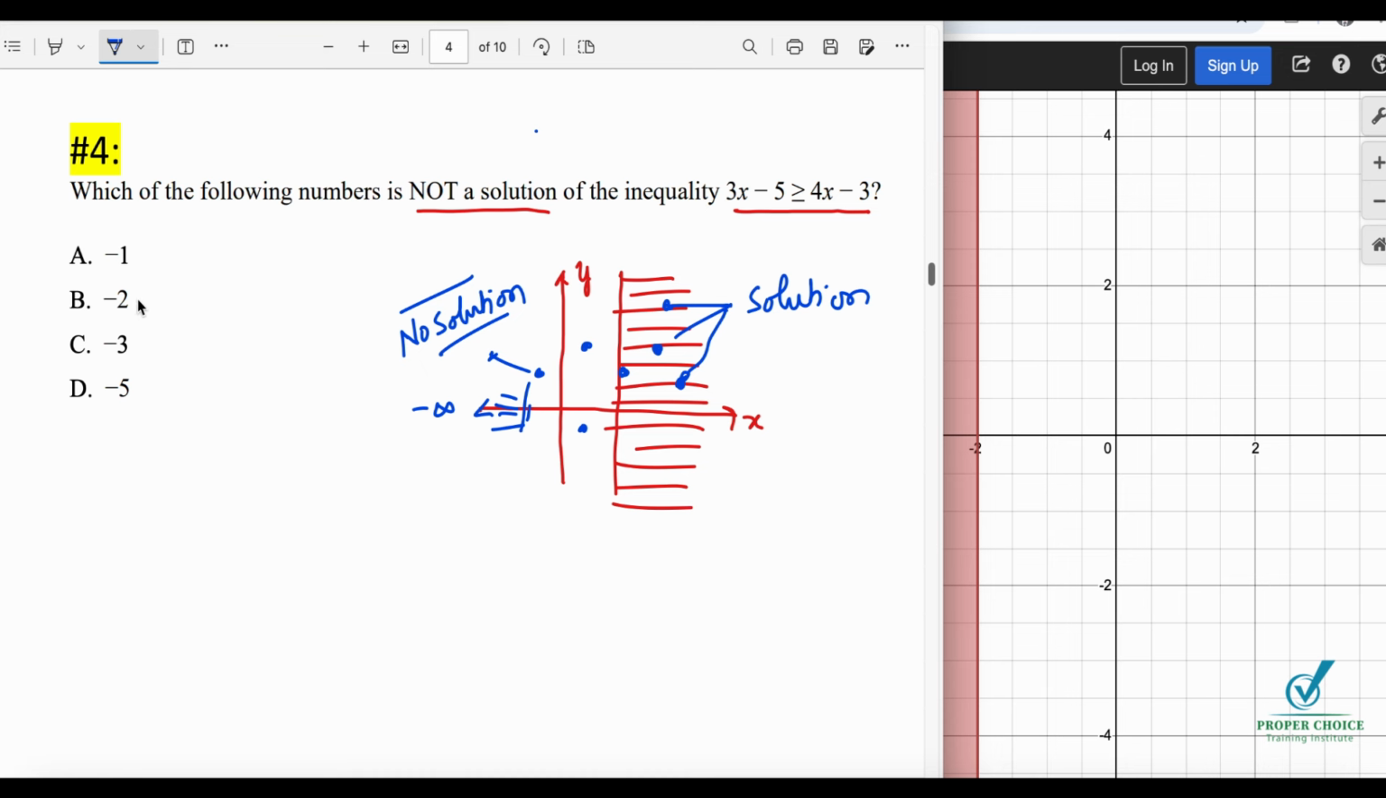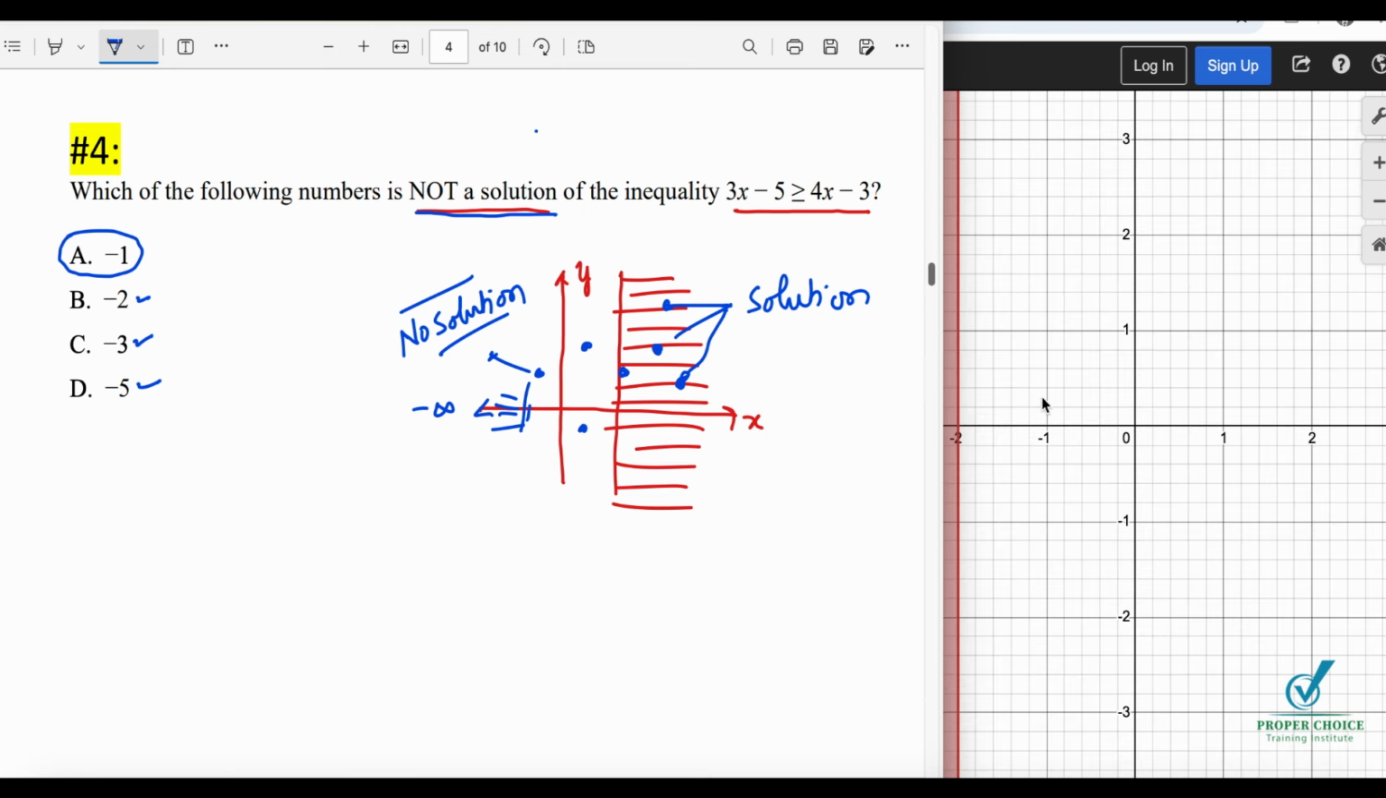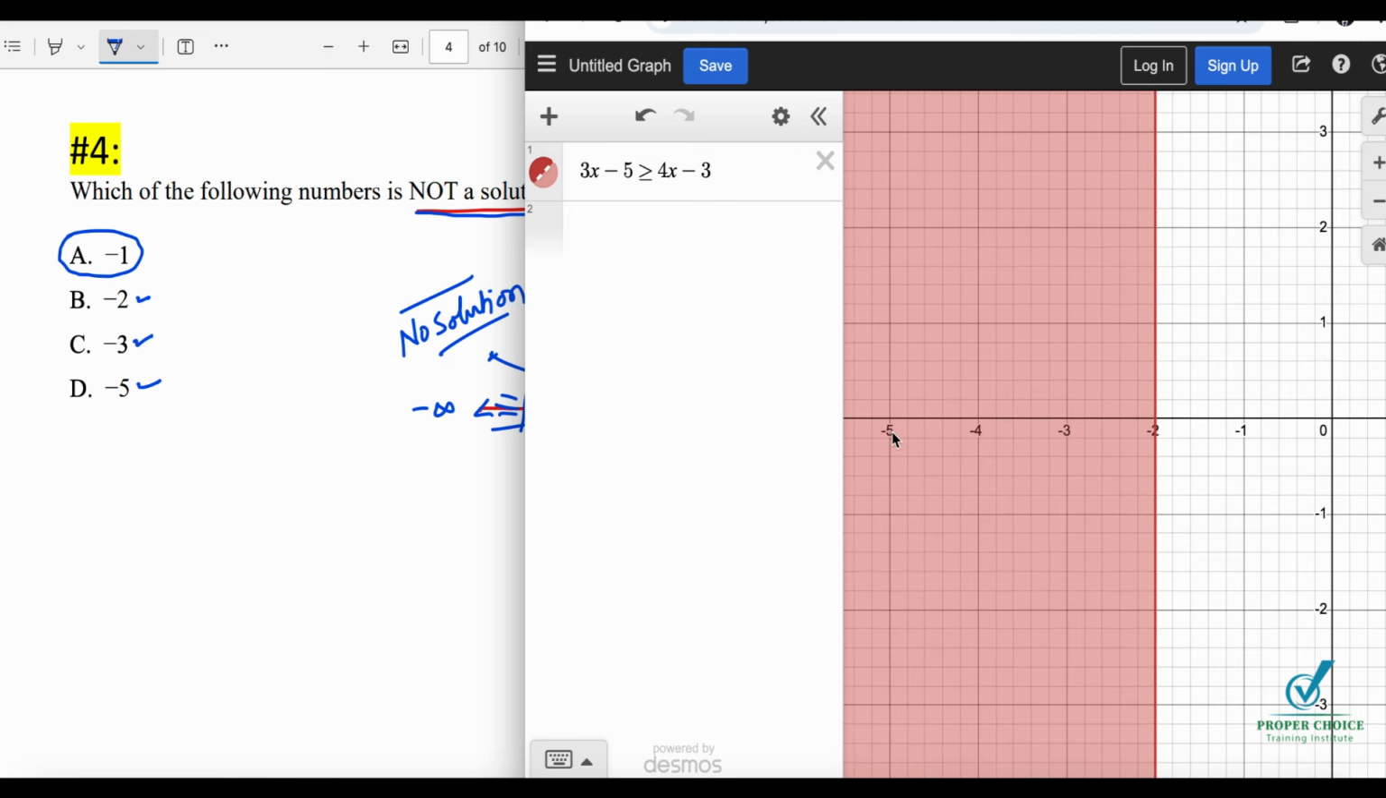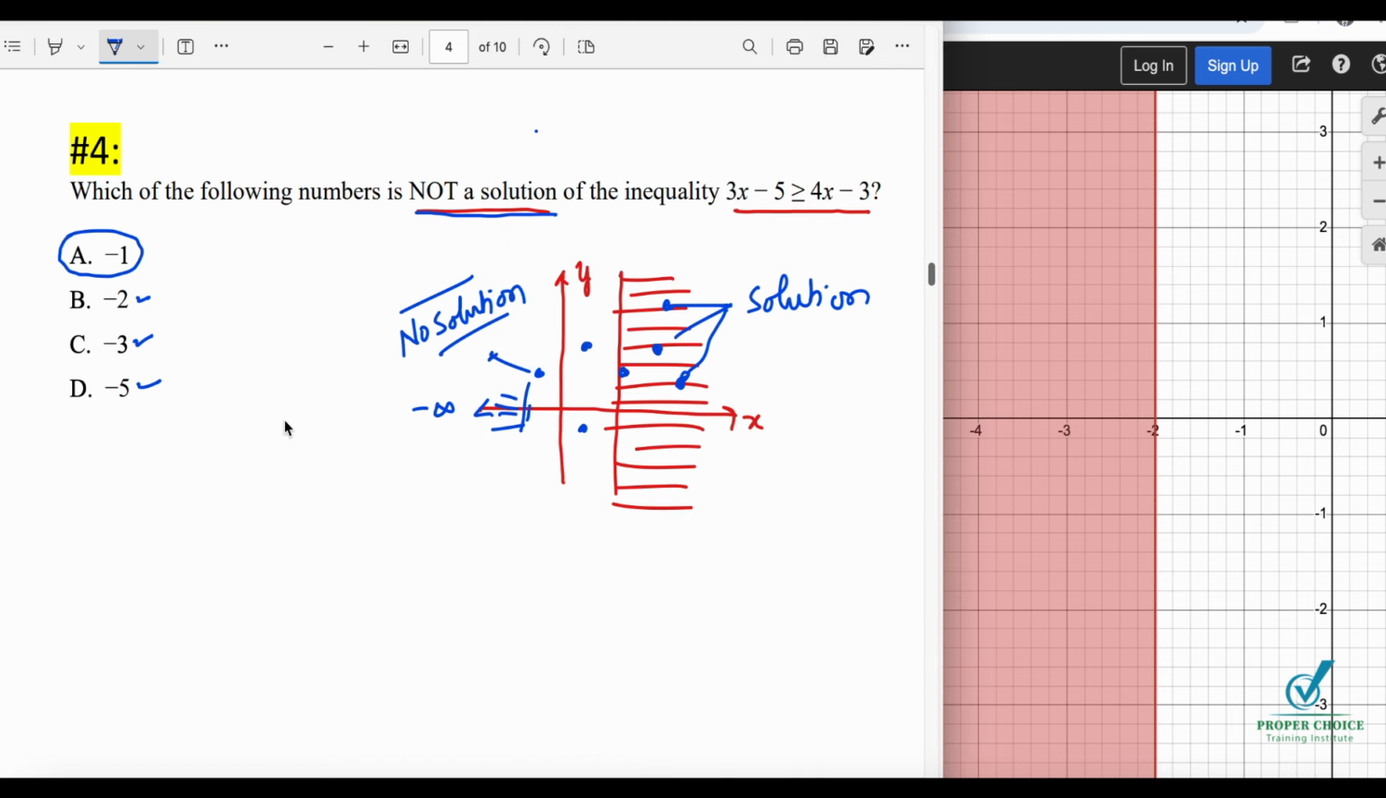It means -2 is a solution, -3, -5, or any number which is lesser than -2, all are solutions of this. But the question says which of the following is not a solution. It means choose a point which is not a part of that graph. So -1 will be somewhere over here, which is outside the graphical range. So this value of x is not a solution. Anything -2, -3, -5, all are in the graphical region, so it is a solution. Not a solution means option A is the right answer here.